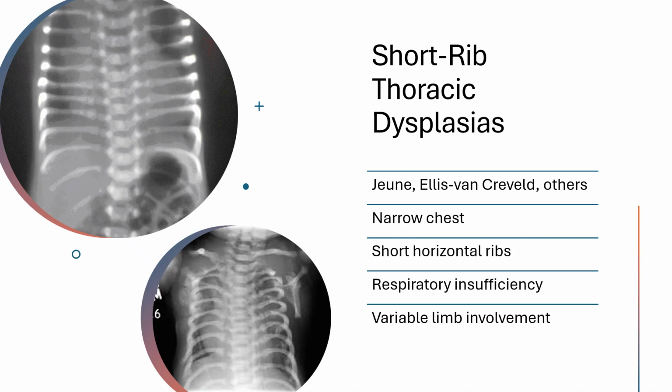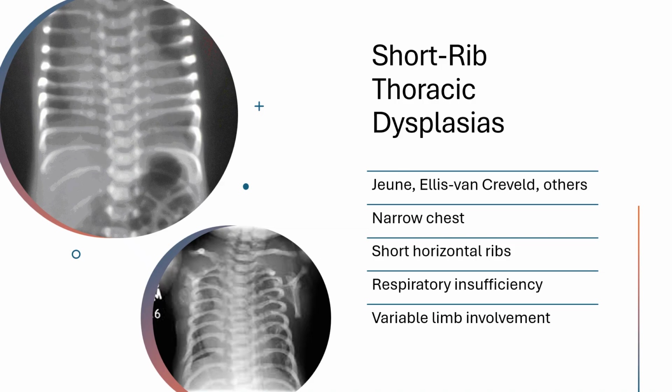The narrow chest that characterizes these disorders creates a thoracic cavity that's simply too small to accommodate normal lung expansion. Think of trying to breathe while wearing a tight corset. The mechanical restriction prevents your lungs from expanding fully, creating the respiratory insufficiency that makes these conditions potentially lethal.